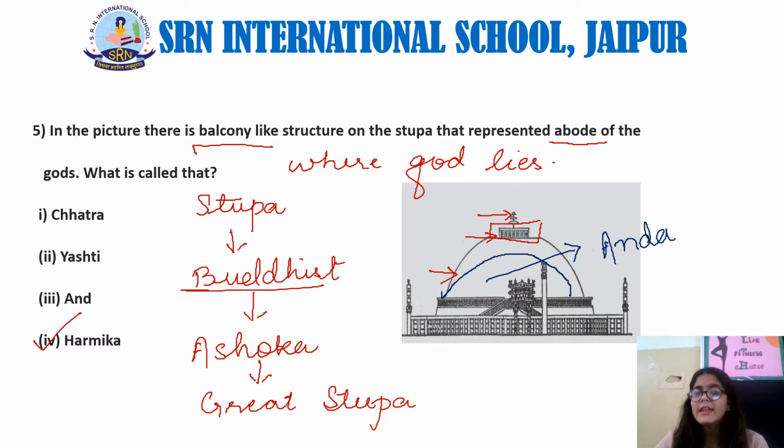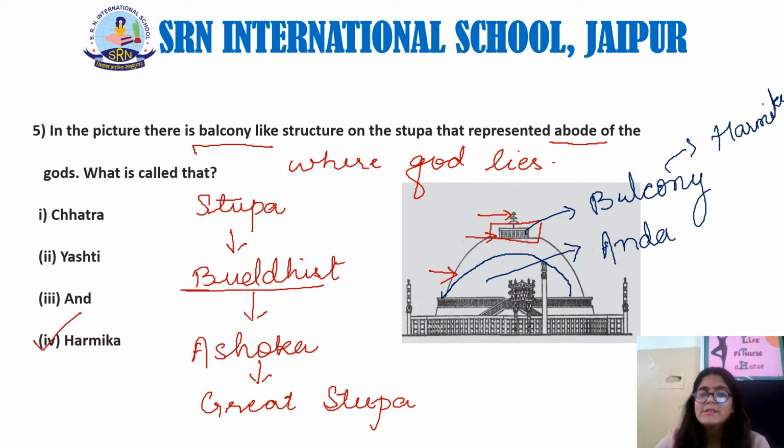Now above it there is a balcony. This balcony, as we have already discussed, is known as Harmika. And above it you can see there is a mast type of structure. This mast is known as Yashti. This is the information of stupa. I guess you all understood it well.